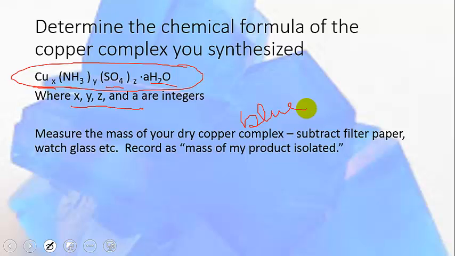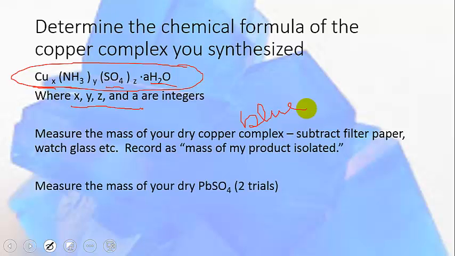You can then put that into something else, okay? Put it into another beaker and wash out your beaker that you used. Wash it out, dry it completely, and then you can get the mass of that and subtract it. So you need to get the mass of your product isolated and record that in your notebook just like that, because there will be a place for that in your lab report form.